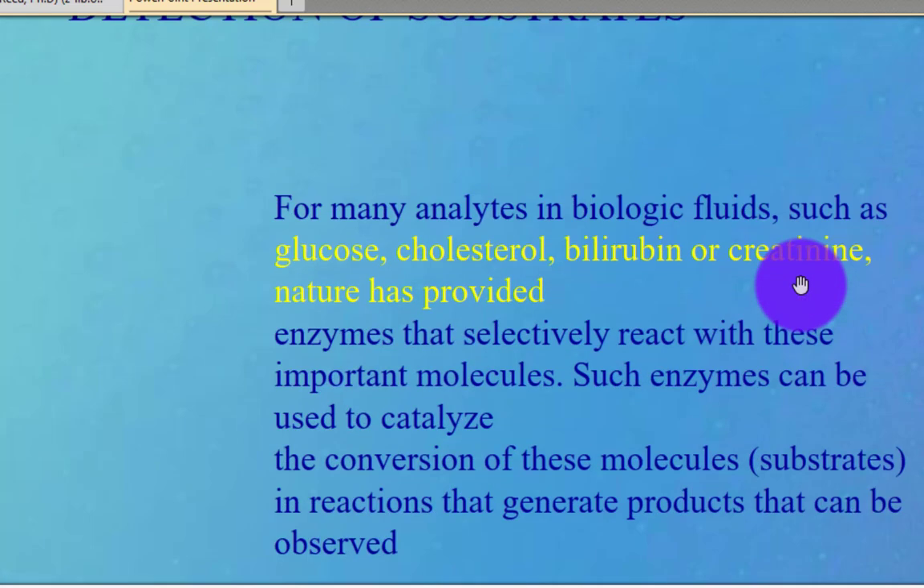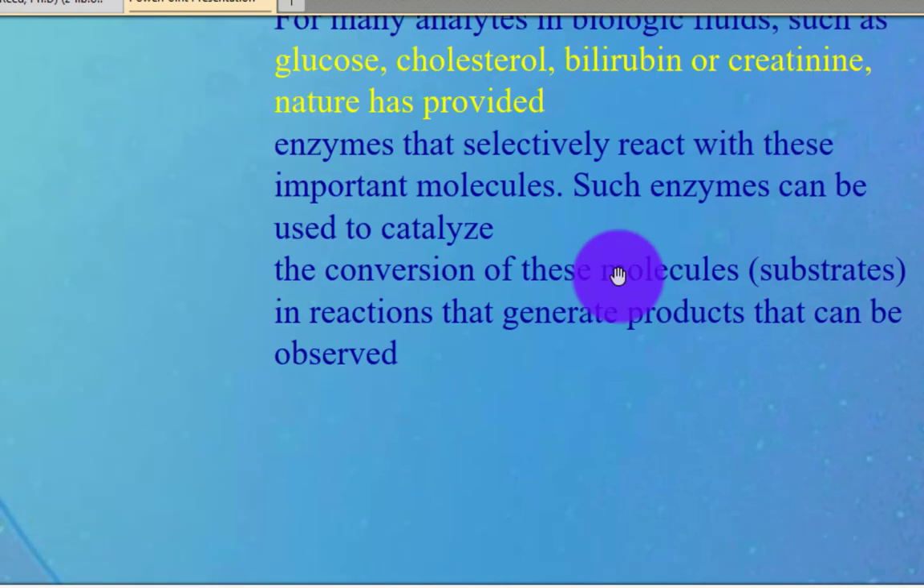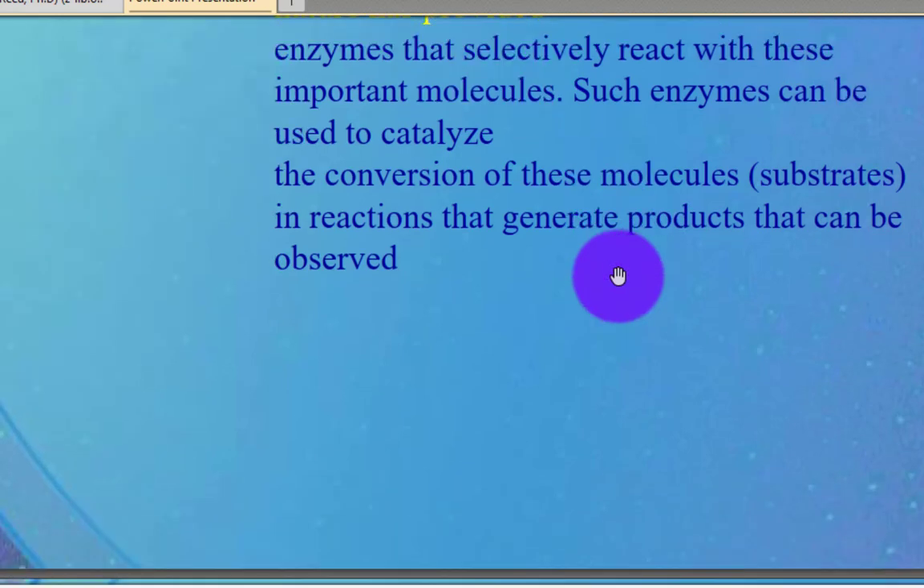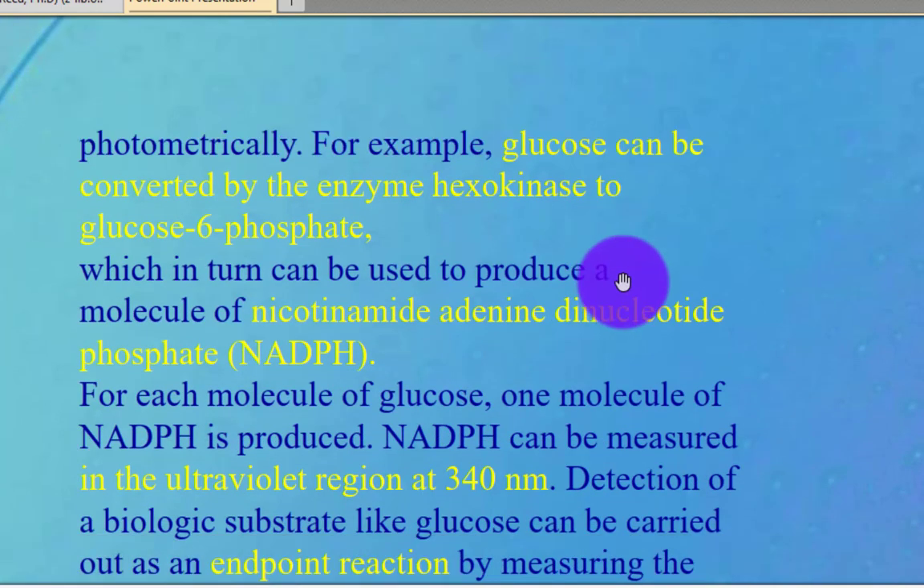Detection of the substrate is possible for many analytes in biological fluids, such as glucose, cholesterol, bilirubin, creatinine. Nature has provided enzymes that selectively react with these important molecules. Such an enzyme can be used to catalyze the conversion of the substrate molecule in reactions that generate products that can be observed photometrically.